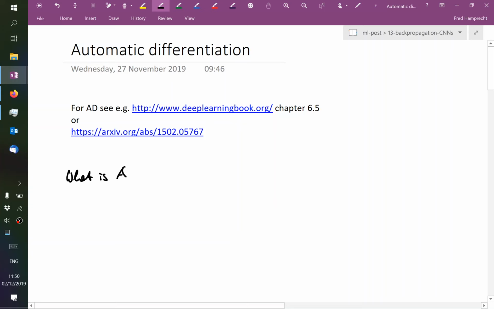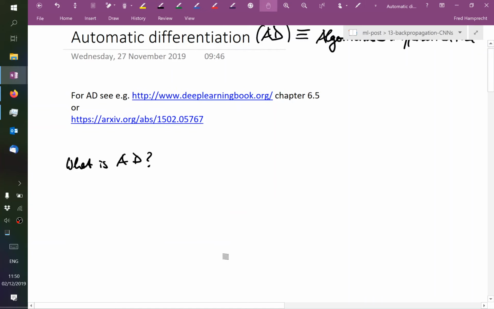So, what is automatic differentiation? By the way, these same two letters have two explanations. There's automatic differentiation, or there is algorithmic differentiation. And they mean the same thing. Okay. So first of all, it is not numerical differentiation.